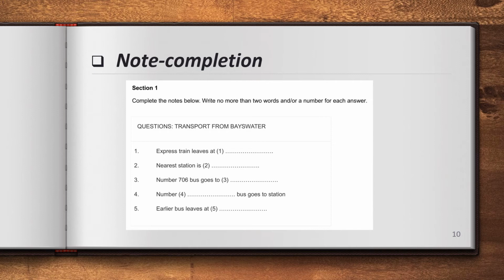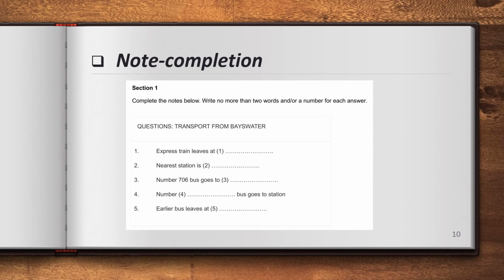Here we can see the questions are about transport from Bayswater. Alright, Bayswater. From here, you need to write your answer no more than 2 words or a number, tidak melebihi 2 patah perkataan ataupun a number. Okay, number. Okay, untuk setiap jawapan yang telah disediakan.